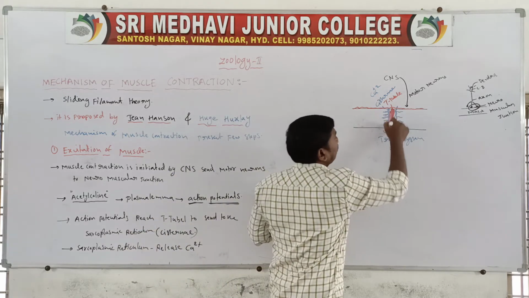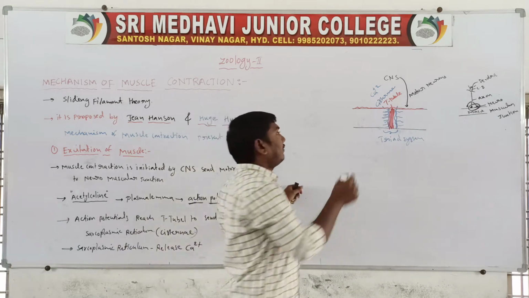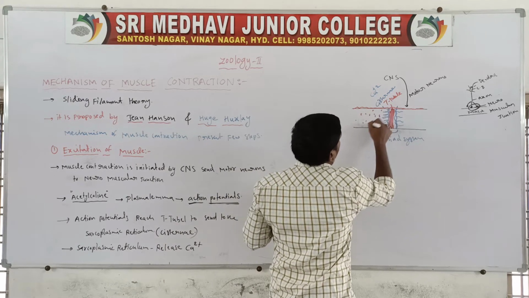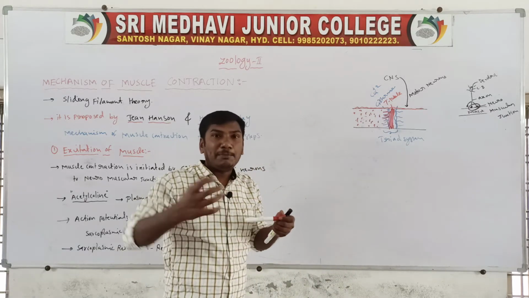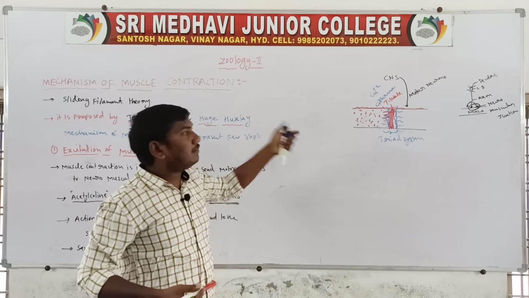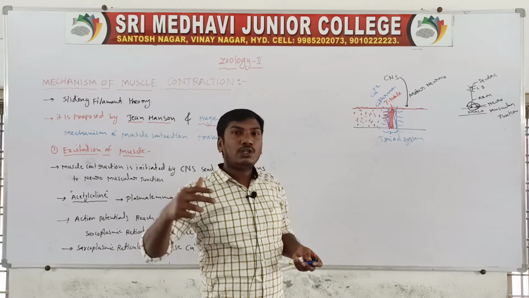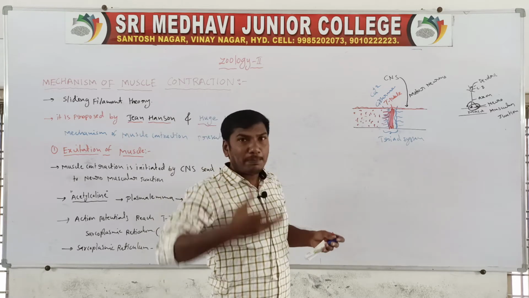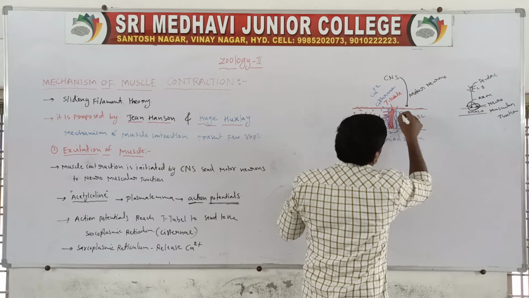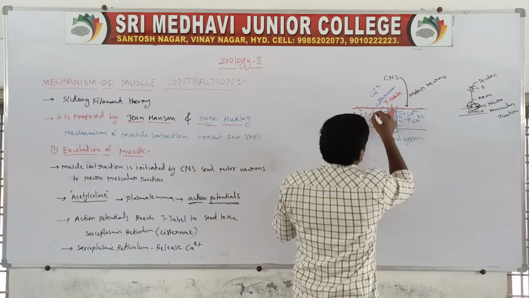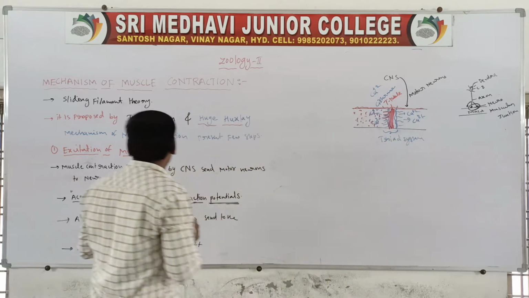The triad system contains a T-tubule. The impulse is sent through the T-tubule to the cisternae. These impulses reach the sarcoplasmic reticulum, the storehouse of calcium ions. On receiving the impulse, the sarcoplasmic reticulum releases calcium ions. This is called excitation of muscle.